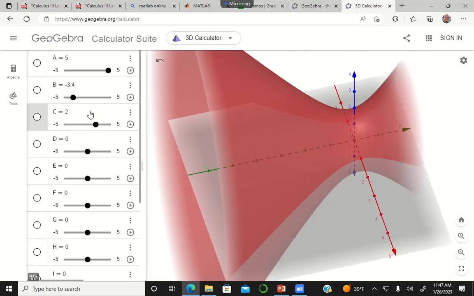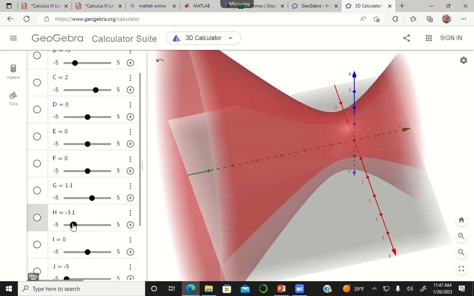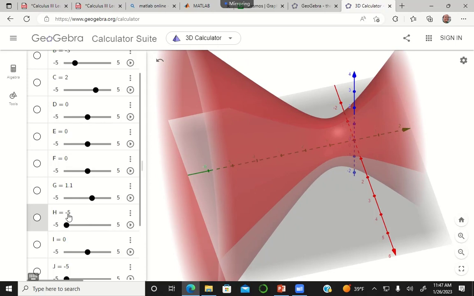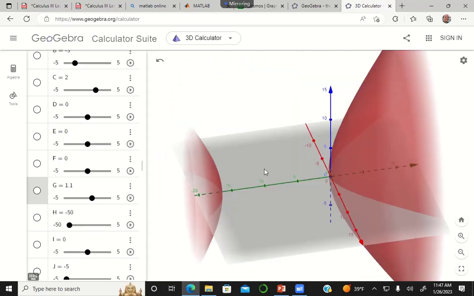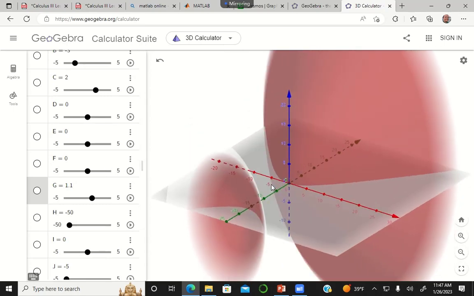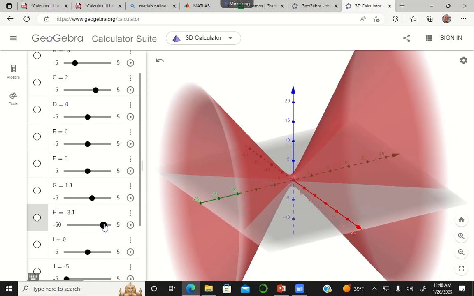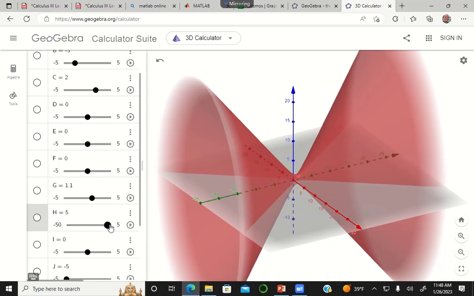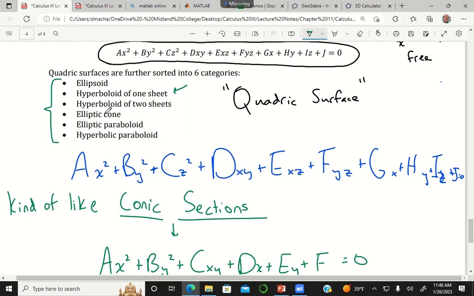Let me try to make a hyperboloid of two sheets and see if it's possible with my setup. Maybe if h is a large negative number. Yeah, perfect. Okay. So this is a hyperboloid of two sheets. And I say it's a hyperboloid of two sheets because you can see that there's two parts to it, right? Like it gets sort of pinched off somewhere between negative 50 and 5. So hyperboloid of one sheet, if you just pinch it right there, boom, hyperboloid of two sheets. So that's what we mean by those.